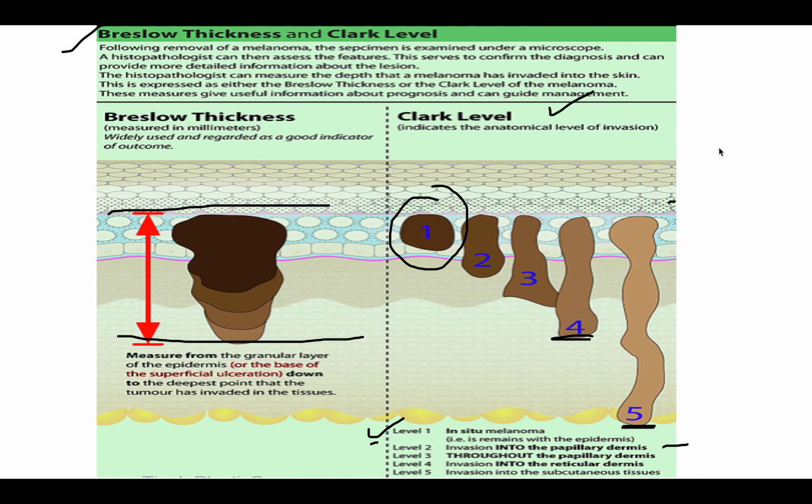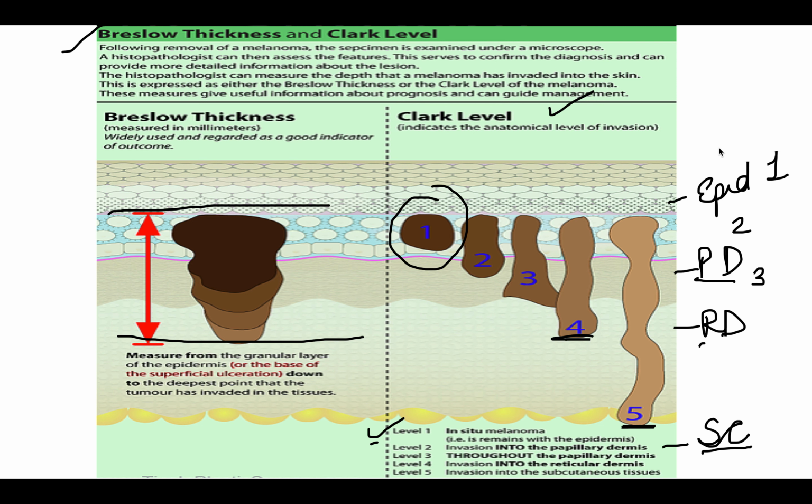So this is your epidermis. Then you have your papillary dermis, then you have your reticular dermis, and last is the subcutaneous tissue. So level 1, level 2 if it involves the whole of the papillary dermis, level 3 if it goes into reticular dermis, level 4, and if it goes into subcutaneous tissue, level 5. So this is the Clark's level.